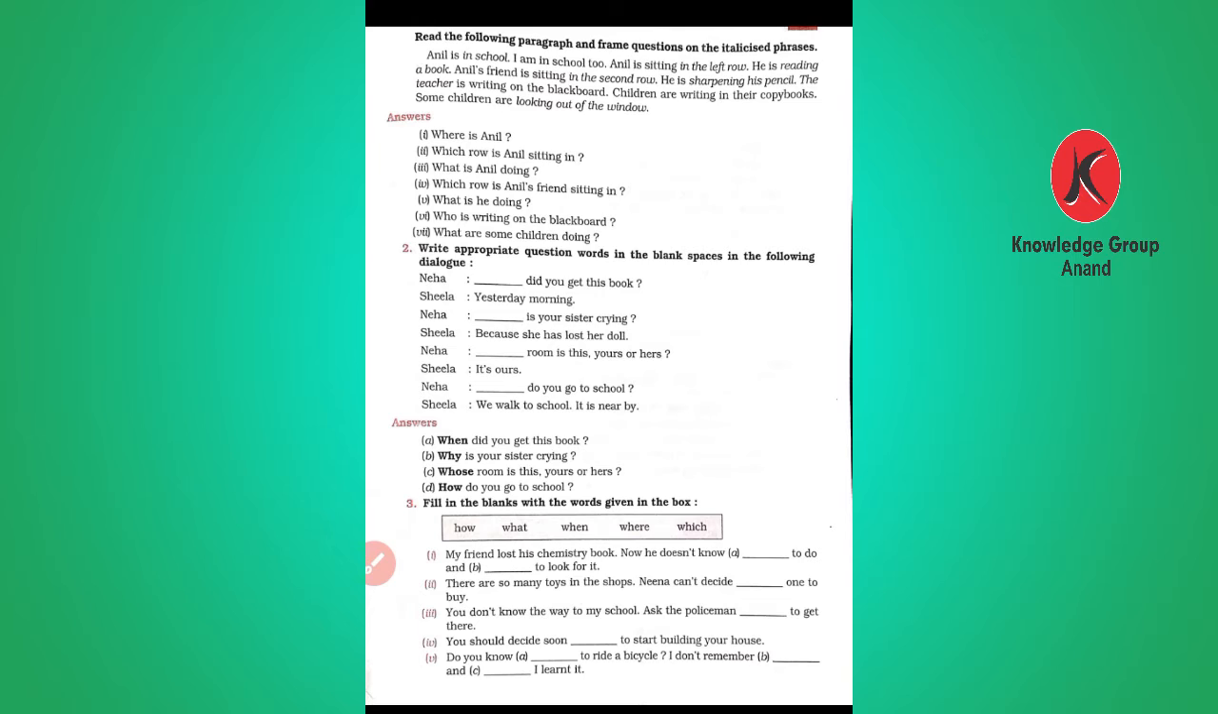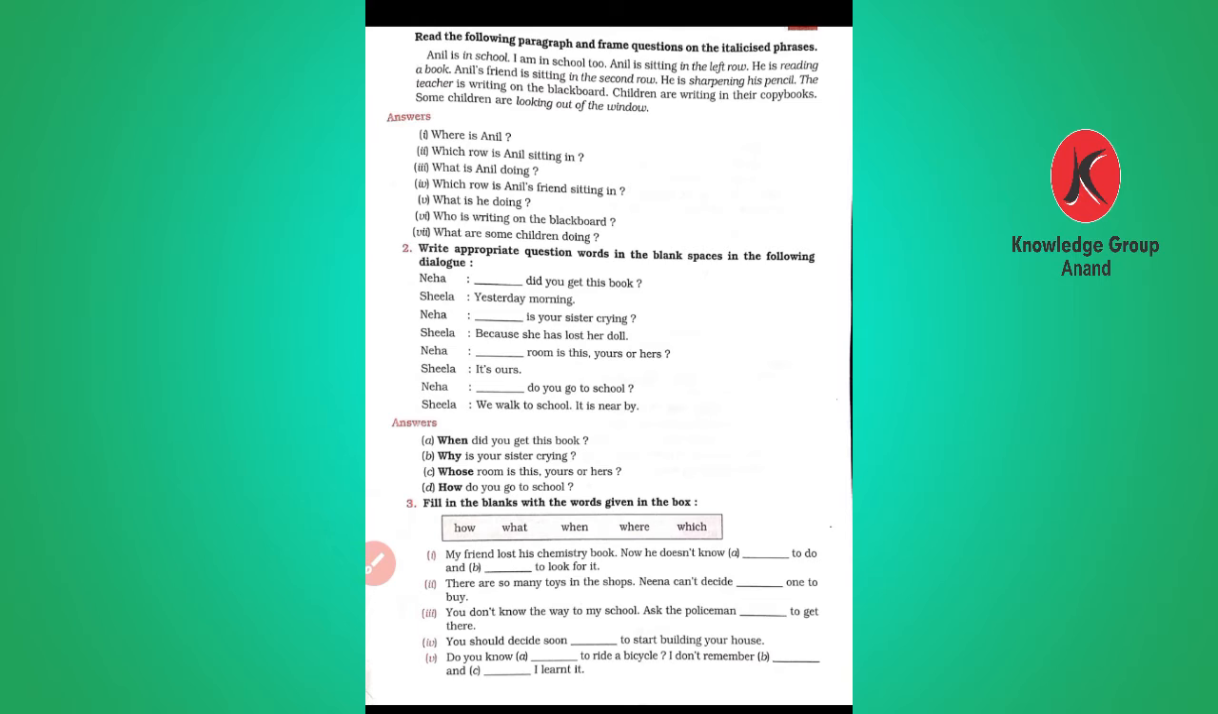Who is writing on the blackboard? The teacher is writing on the blackboard. What are some children doing? Children are writing in their copybooks. And some children are looking out of the window. Okay, so the first point, WH questions, we have completed.